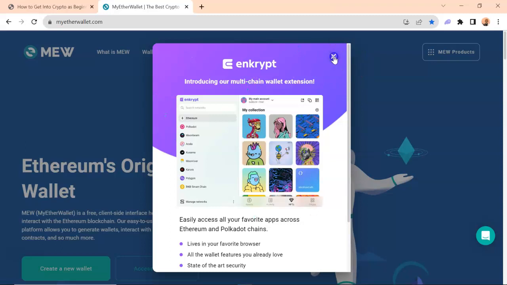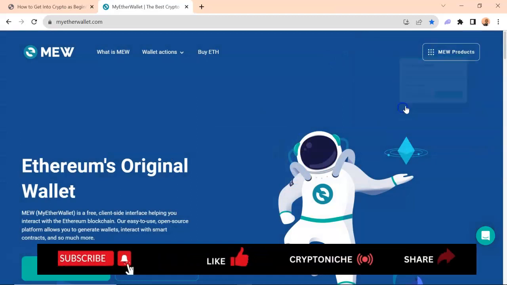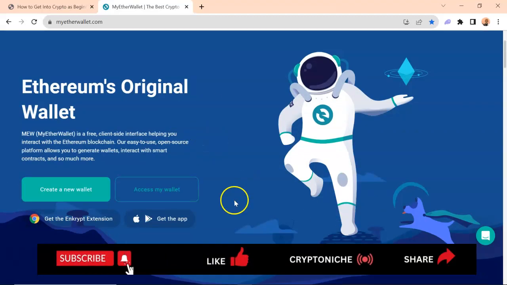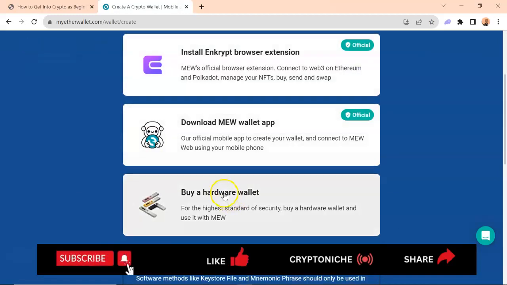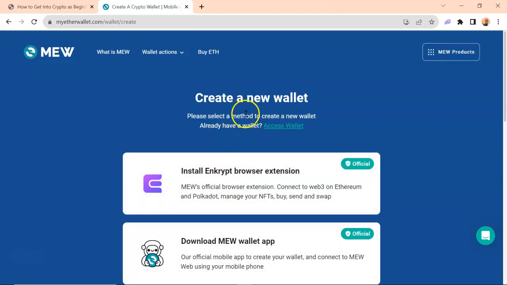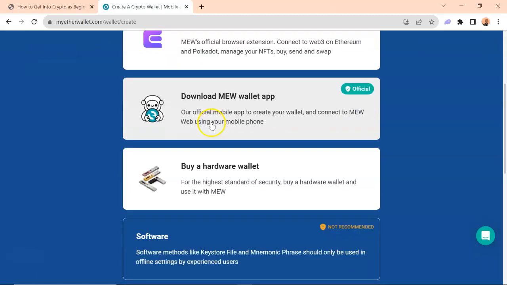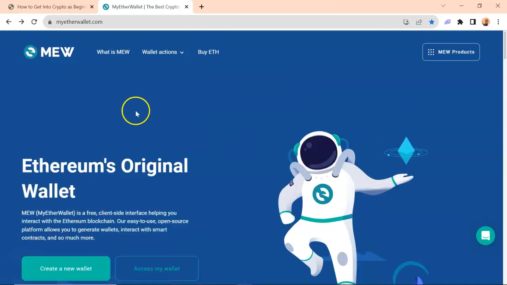So I'm going to cancel this now. If you want, you can decline or accept. So you go right there to create a new wallet. Look at that, create new wallet. All right, create new wallet if you want. Please select the method to create a new wallet. Already have a wallet. So if you want, let me go back to this.